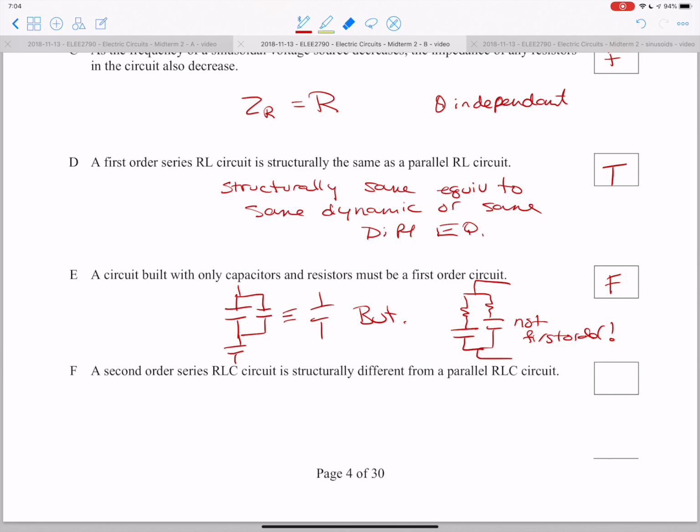Part F says that a second-order series RLC circuit is structurally different from a parallel RLC circuit. If you consider structural equivalence to be the same dynamics as we had above, then this statement is actually true. They are different because the structure induces a different differential equation.